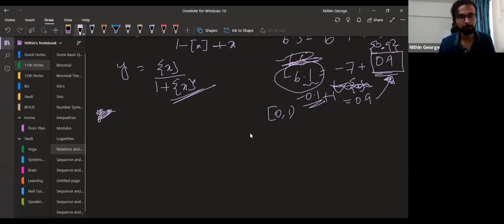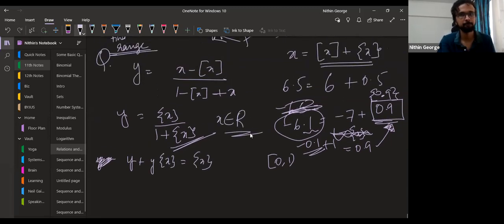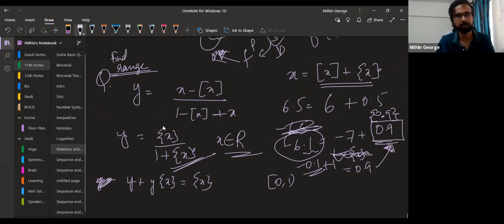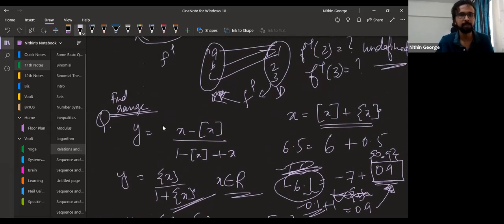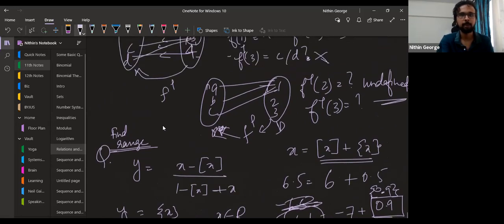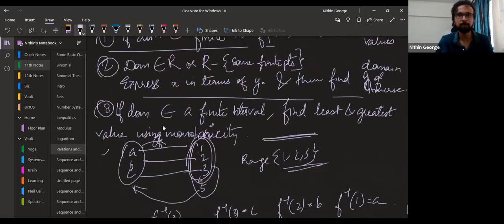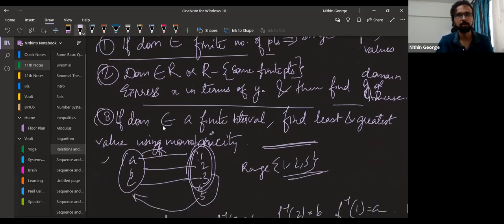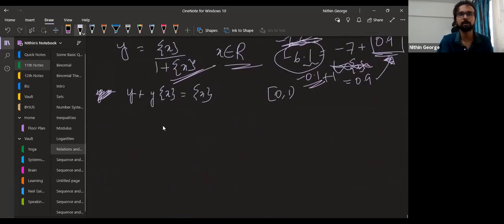So here, we just cross multiply first. y plus y times fractional part of x equals the fractional part of x. So you notice that the domain here is any real number, because this denominator cannot be 0. We have nothing to worry about now. Fractional part of that will be any number between 0 and 1. Now, what do we do when the domain is any real number? Express x in terms of y. But we don't have x. We have fractional part of x. But we can still deal with that. That's the idea here.